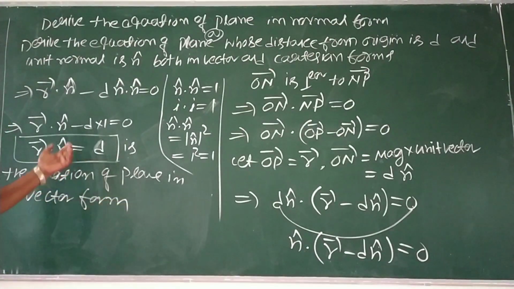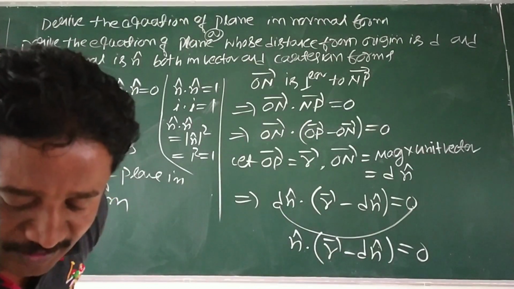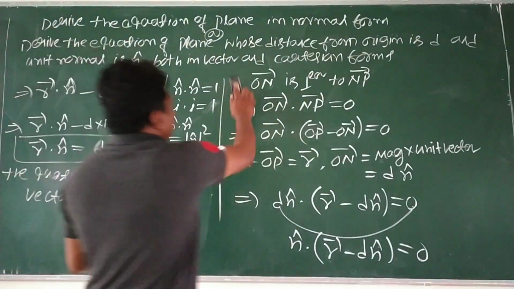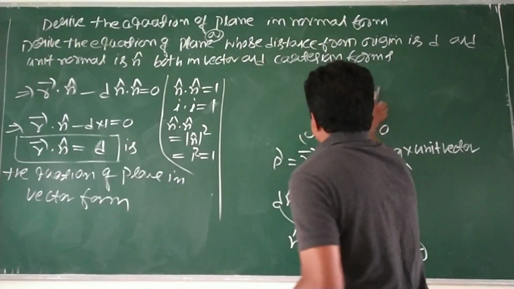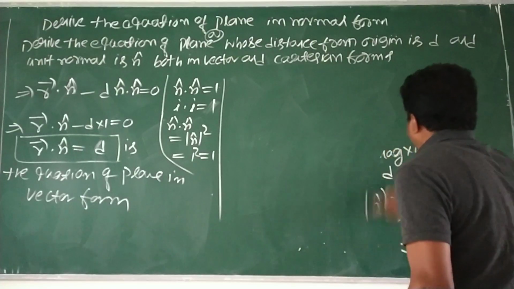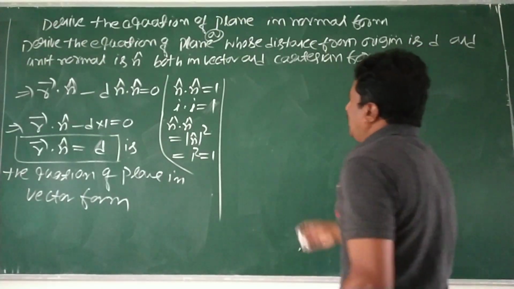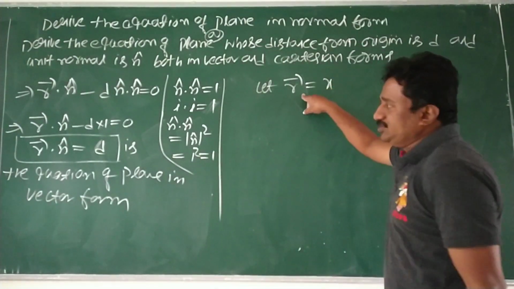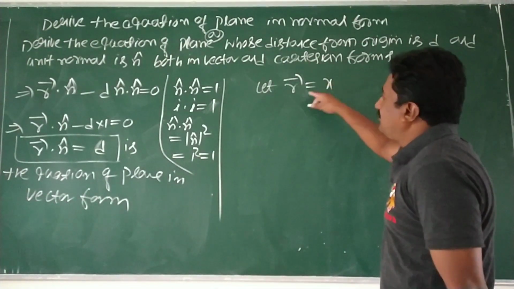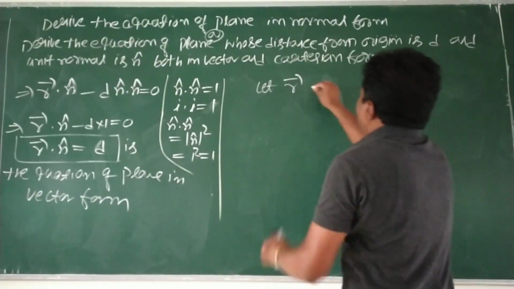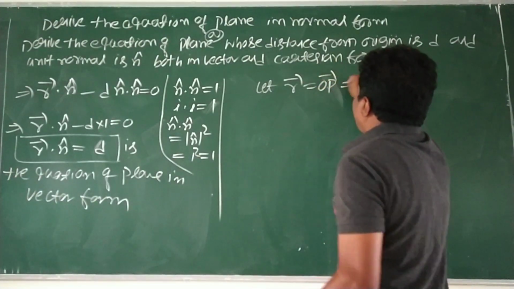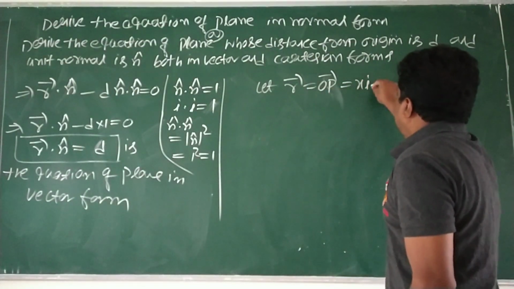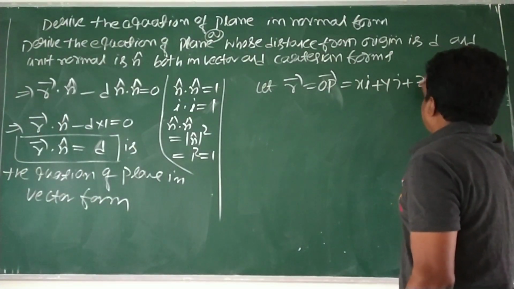Let us change the same vector equation into Cartesian form. Cartesian, you know that. Let vector r be equal to xi plus yj plus zk. This is the standard representation. Vector r means vector OP, where P means point. Tell me, what is the point P? x, y, z. So xi plus yj plus zk.